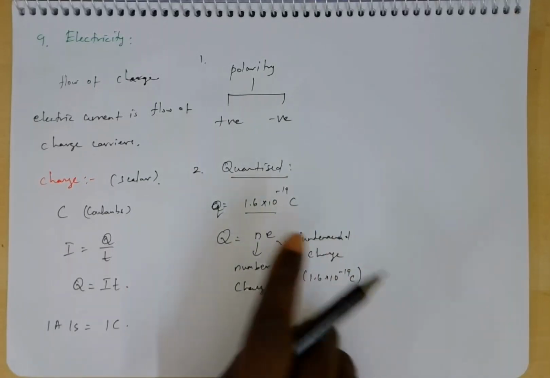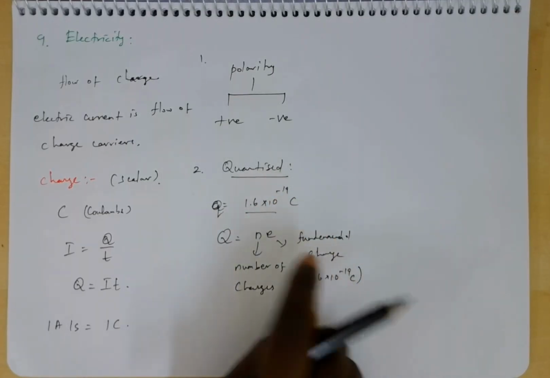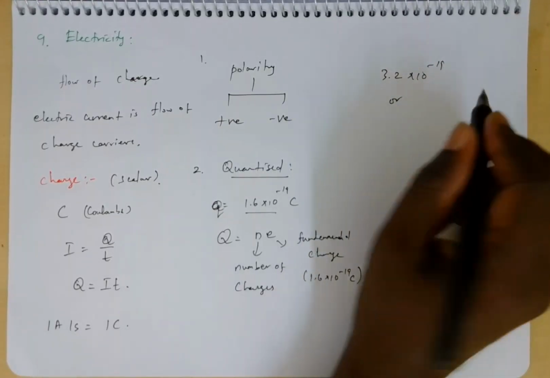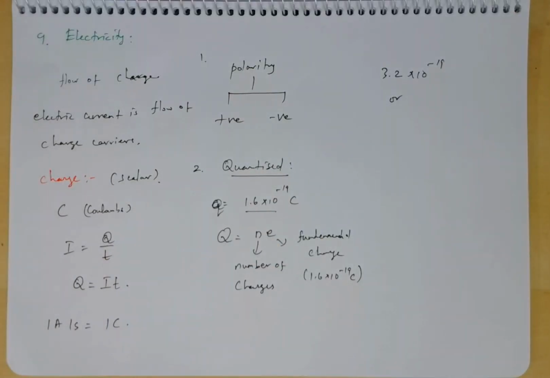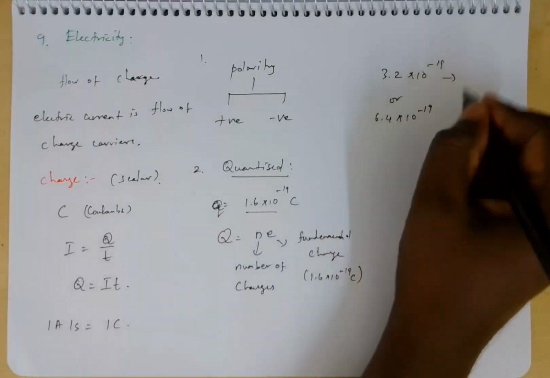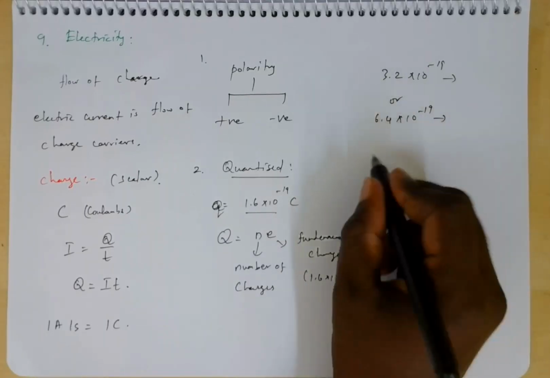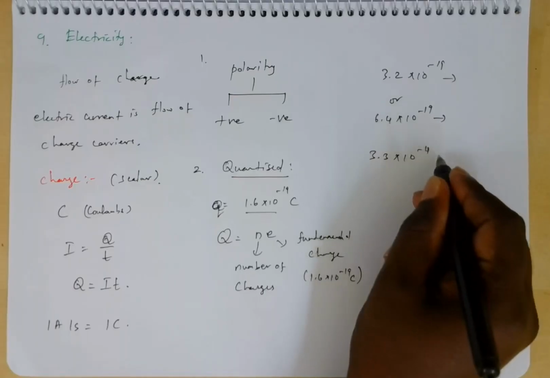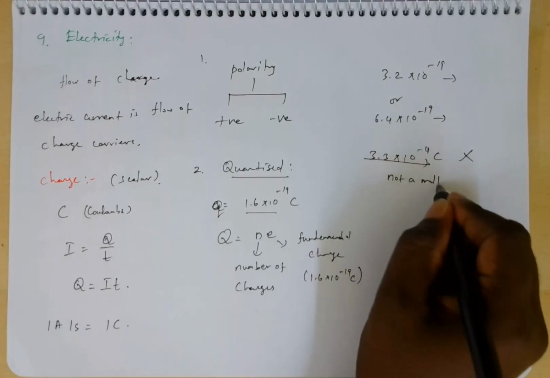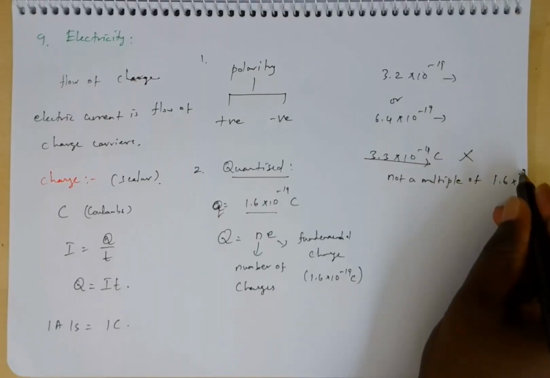It can be half a coulomb, but it cannot be half of this 1.6 into 10 power minus 19. For example, it can be 3.2 into 10 power minus 19, or 4 into 1.6, which is 6.4 into 10 power minus 19, because all of these are multiples of 1.6 into 10 power minus 19. But it cannot be 3.3 into 10 power minus 19. Why? This is not a multiple of 1.6. Do you see this point, sir?